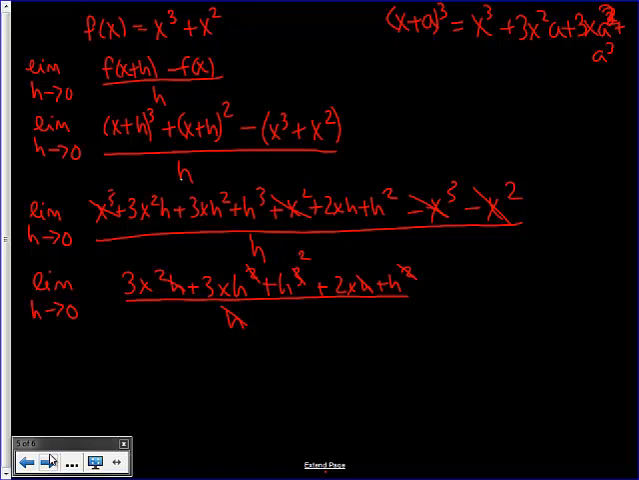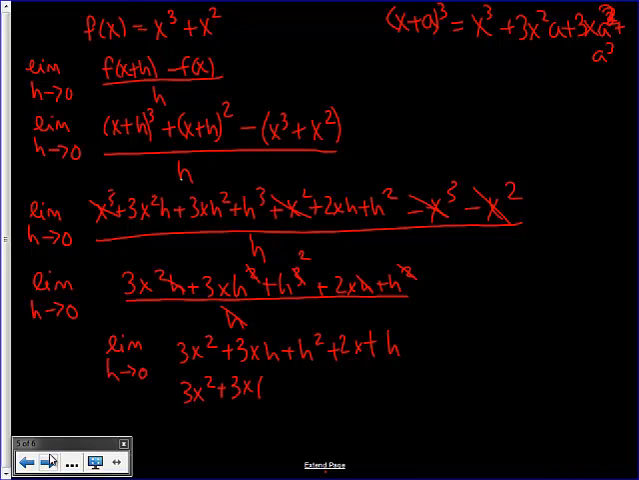So now I'm left with the limit as h goes to 0 of 3x squared plus 3xh plus h squared plus 2x plus h. Now all I do is I stick in 0 everywhere I see h. So 3x squared plus 3x times 0 plus 0 plus 2x plus 0. Okay, well all those zeros cancel, and I am left with 3x squared plus 2x.